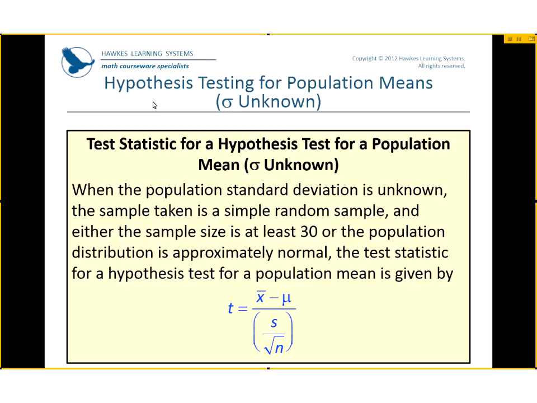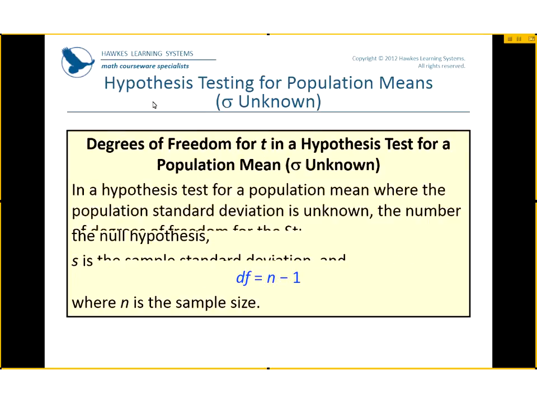When the population standard deviation is unknown, the sample taken is a simple random sample, and either the sample size is at least 30 or the population distribution is approximately normal. The test statistic for a hypothesis test for a population mean is given by t equals the sample mean minus the population mean divided by the sample standard deviation divided by the square root of n, which is the sample size. This looks a lot like the z-value.